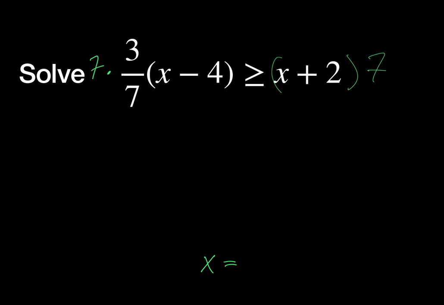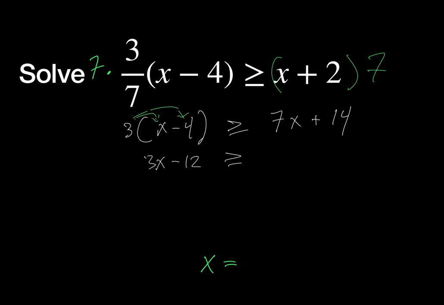So then I will have 3 parentheses, x minus 4 greater than or equal to 7x plus 14. And then I look, okay, can't do anything inside the parentheses. I need to get rid of the parentheses so I can get all my numbers and variables by themselves. So I'm thinking distributive property. 3x minus 12 greater than or equal to 7x plus 14.